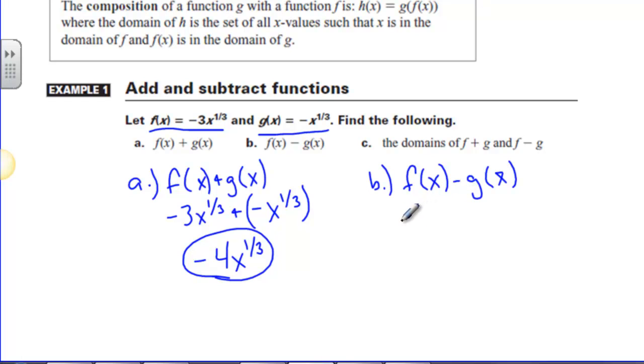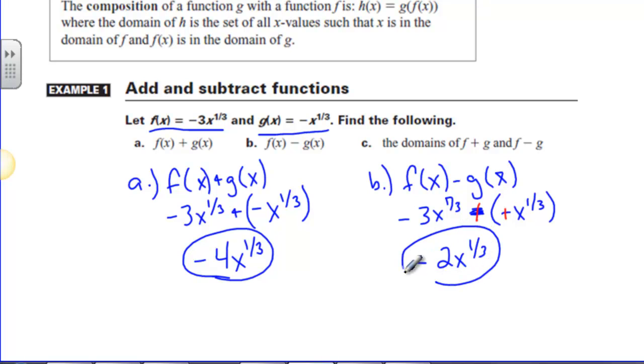And so f of x, again, is negative 3x to the 1/3. So I write that down, substituting for f of x, minus negative x to the 1/3. Because I have a minus minus, I'm going to change those signs because subtraction is like adding the opposite. So I don't get confused, I change those signs. Now I have negative 3x to the 1/3 plus x to the 1/3, and that's just going to give me negative 2x to the 1/3. And that's my final answer.